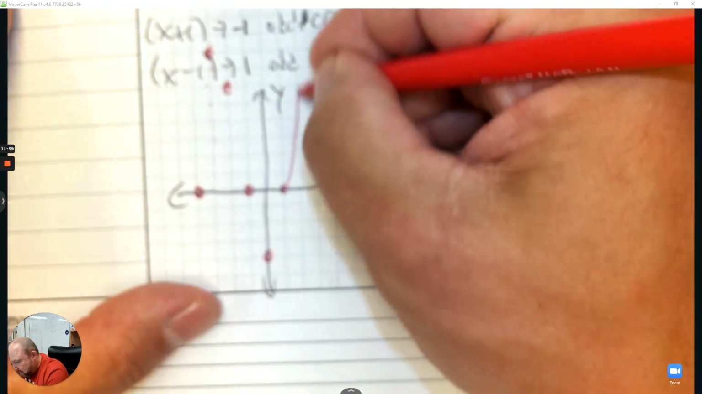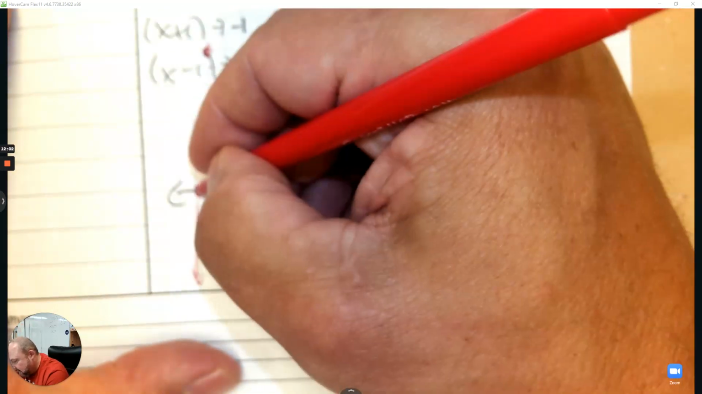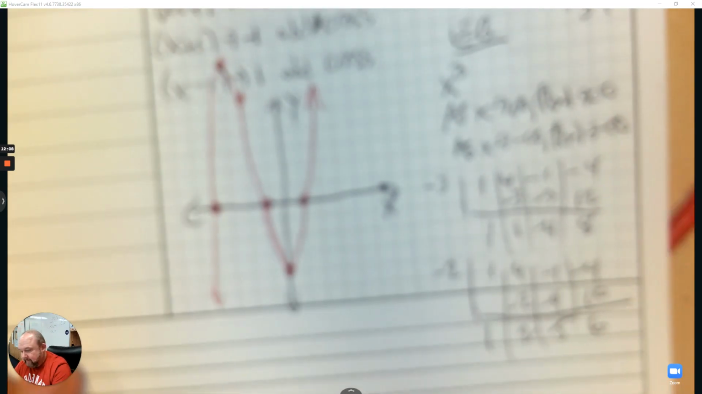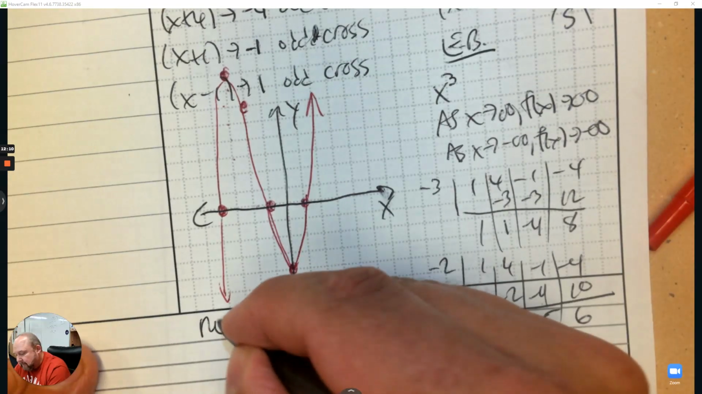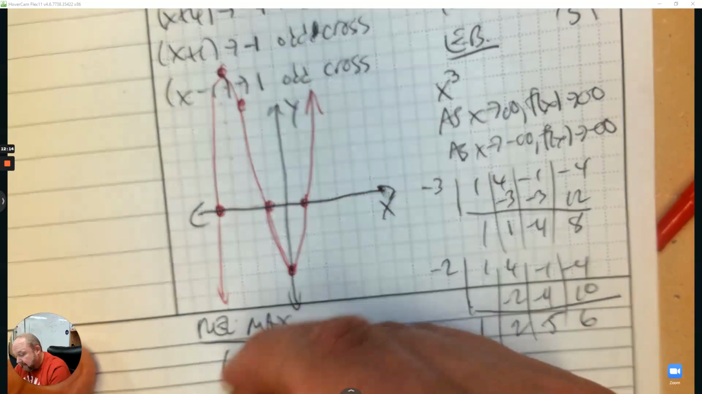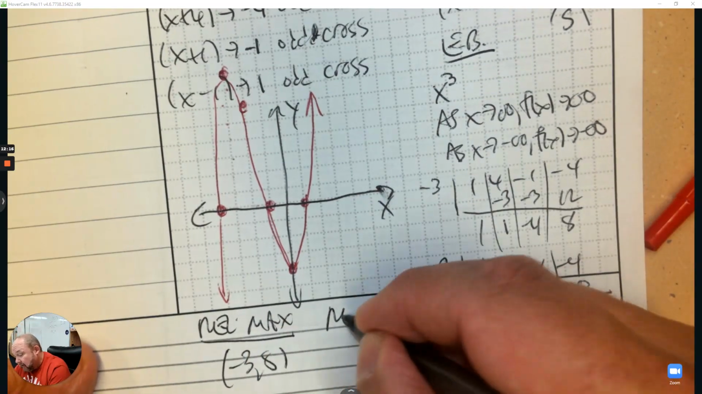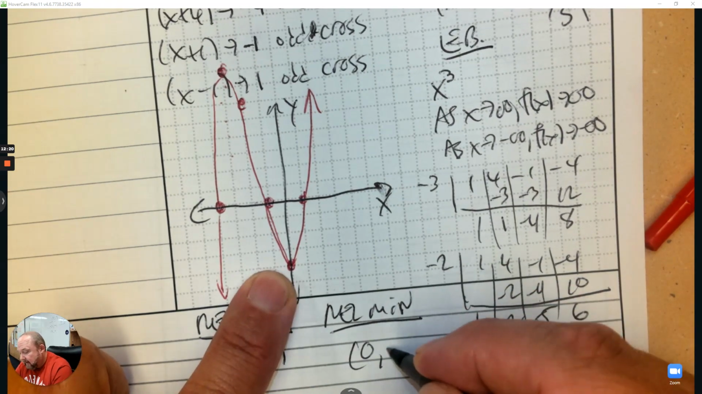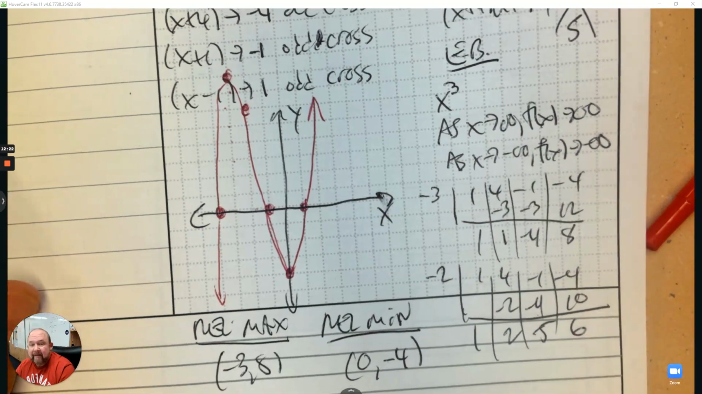Oh, and the right end goes up and the left end goes down, and then connect the points, and you have a great graph. Last thing is the relative maximum and the relative minimum. So we have a high turning point at -3 and 8, and we have a low turning point at 0 and -4. And you did it.